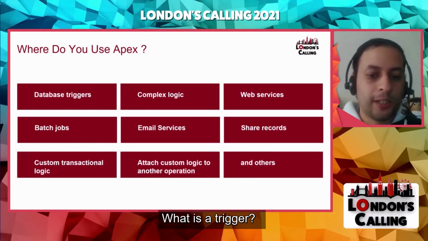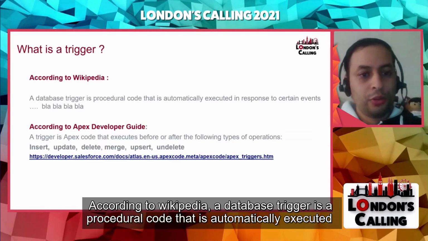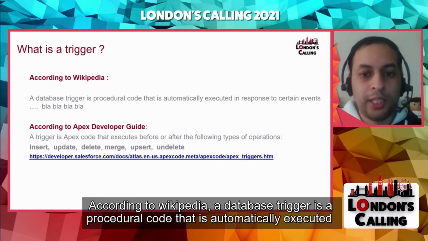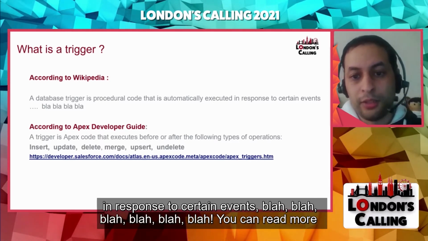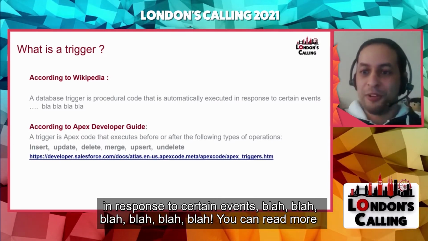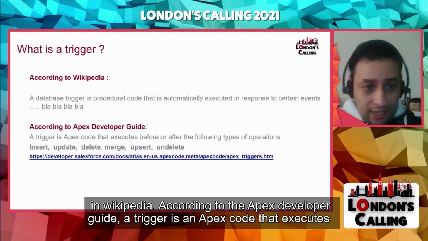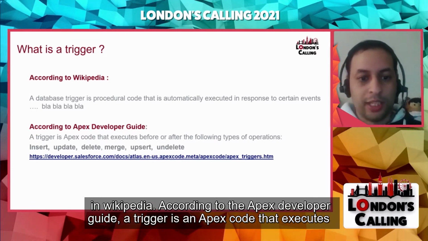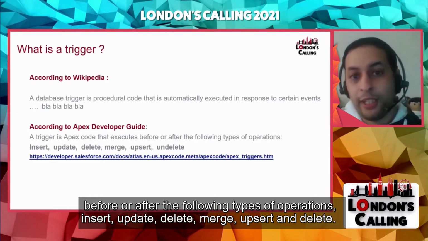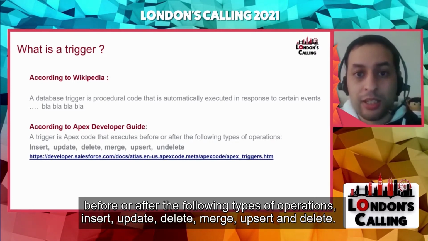So what is a trigger? According to Wikipedia, a database trigger is a procedural code that is automatically executed in response to certain events. You can read more in Wikipedia, but according to the Apex Developer Guide, a trigger is Apex code that executes before or after the following types of operations: insert, update, delete, merge, upsert, and undelete.